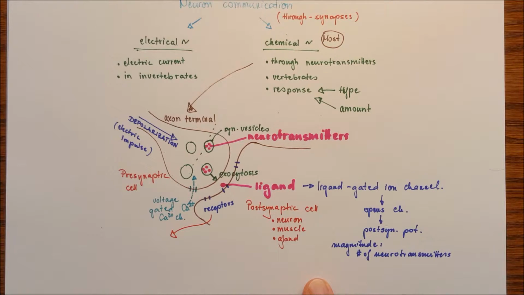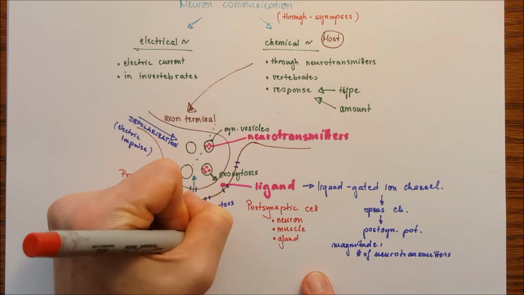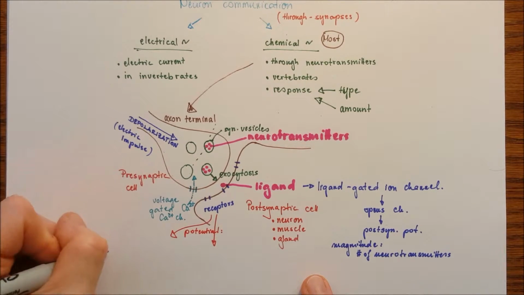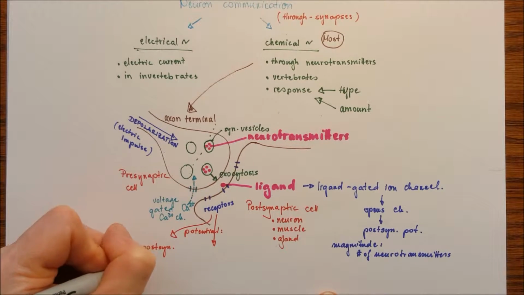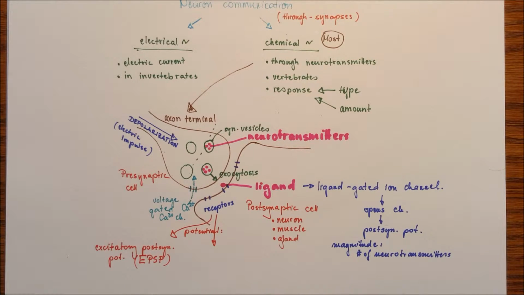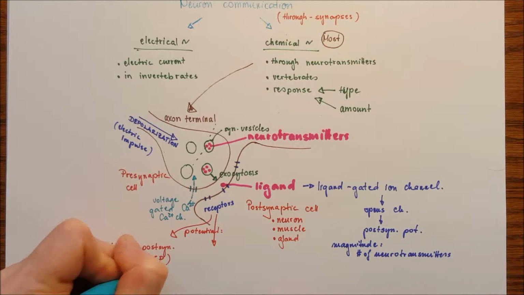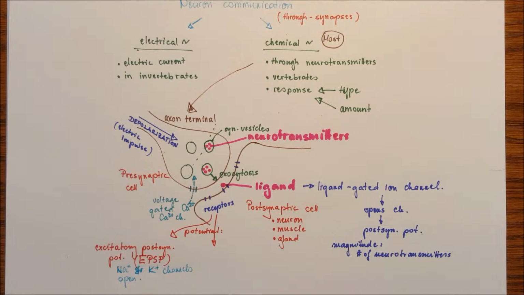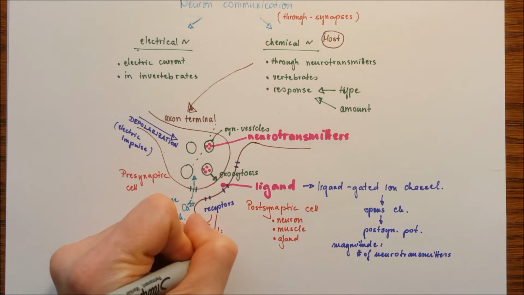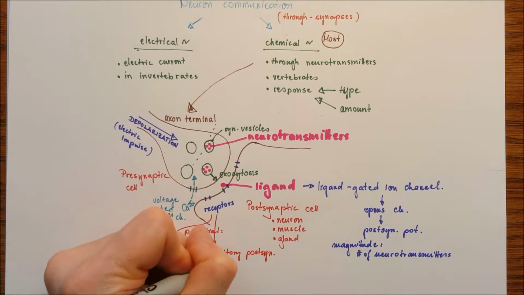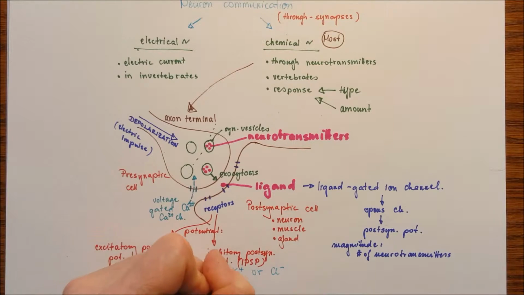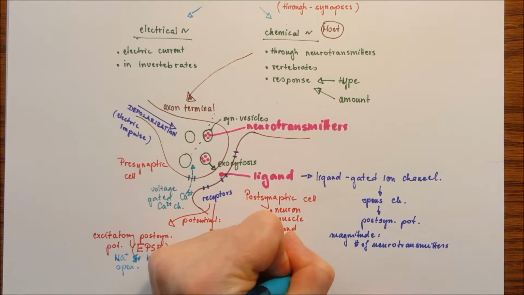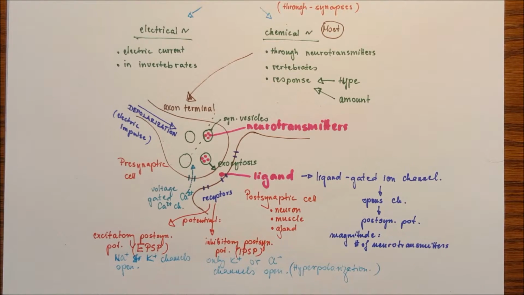So the receptors, depending on what channels they open, can produce an excitatory postsynaptic potential, EPSP, and this happens when sodium and potassium channels open. They can also cause an inhibitory postsynaptic potential on the postsynaptic cell when only potassium or chloride channels open. Both of them will cause hyperpolarization, so the membrane potential will get even lower.